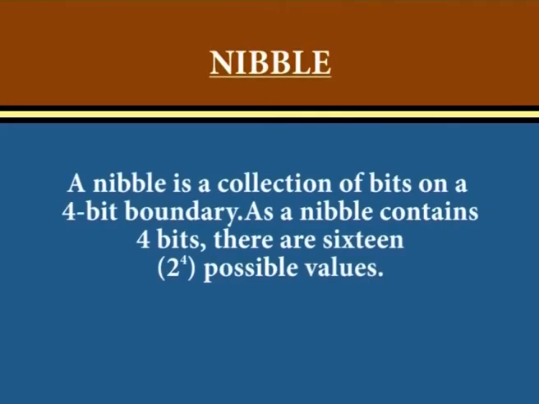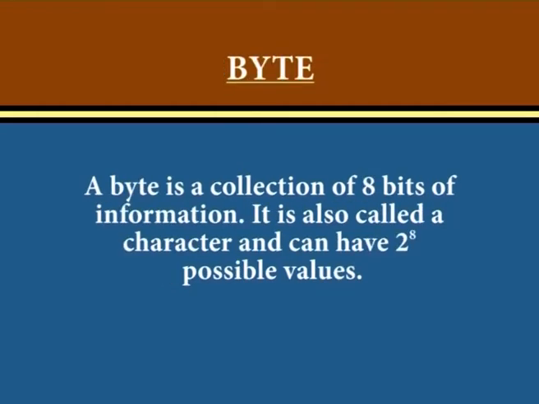A nibble is a collection of bits on a 4-bit boundary. As a nibble contains 4 bits, there are 16, that is 2 raised to the power 4, possible values. A byte is a collection of 8 bits of information. It is also called a character and has 2 raised to the power 8 possible values.